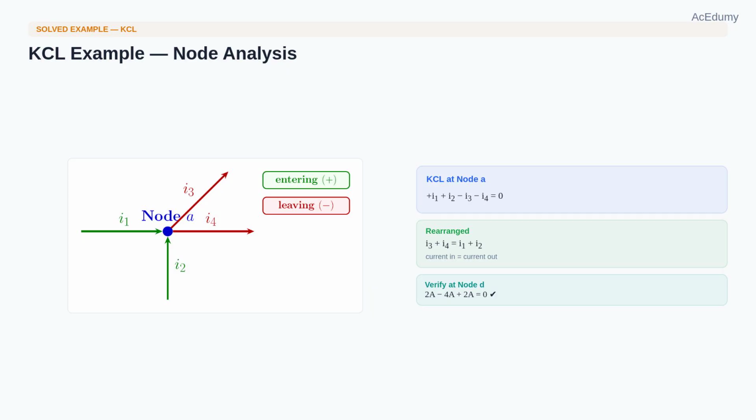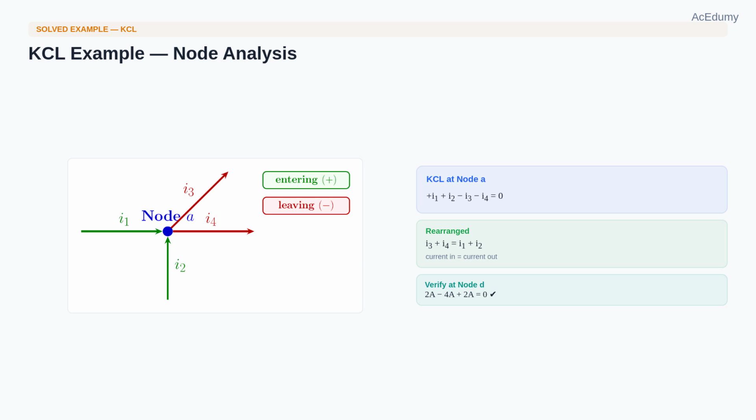Let's apply KCL to a circuit with 4 nodes, A, B, C, and D. At node A, we have 5 currents meeting. Using our convention, entering is positive, leaving is negative. Currents I2 and I5 enter the node. Currents I1 and I4 leave the node.